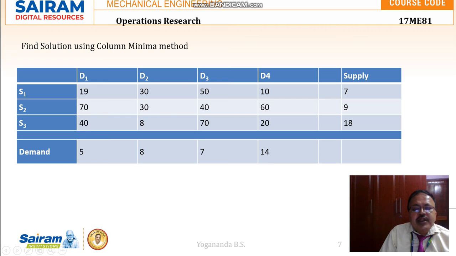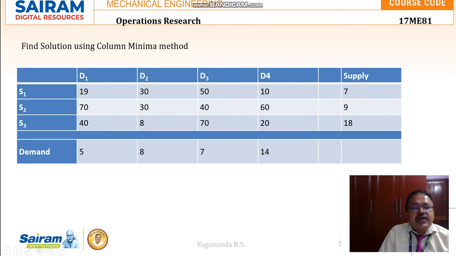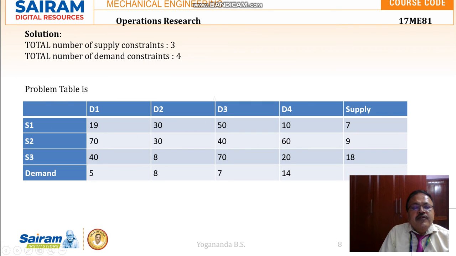The summation of demand should be equal to the summation of supply. So total number of suppliers is 3, total number of destinations is 4. So suppliers are less here, demand is more.